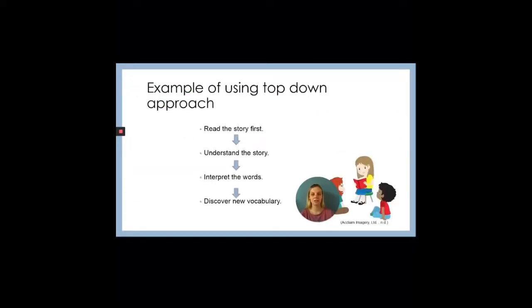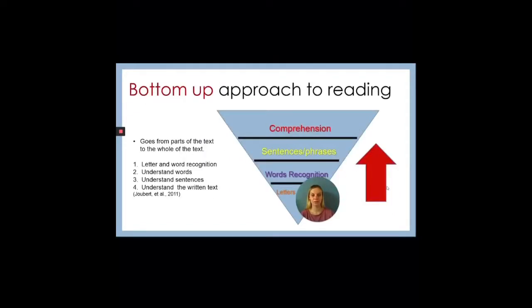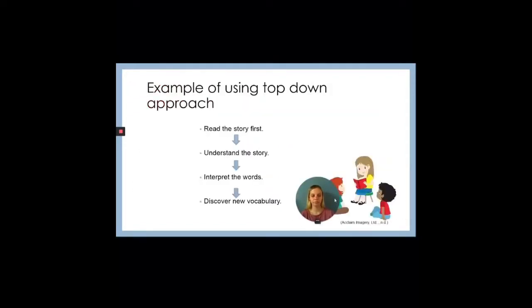Example of using the top-down approach in an activity. When using the top-down approach, you would read the story first. Then you'd make sure your learners understand the story. Then you would interpret the words and then discover new vocabulary. So it goes from first making sure your learners understand the story to then only identifying the words which the learners do not understand to expand their vocab.